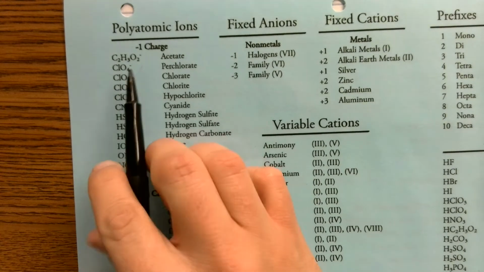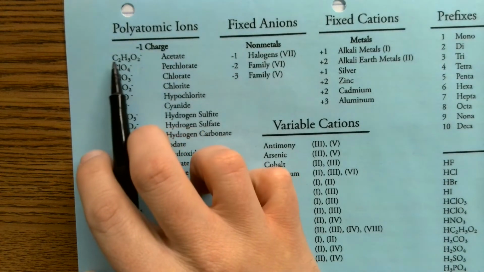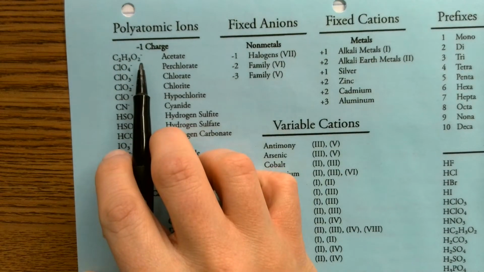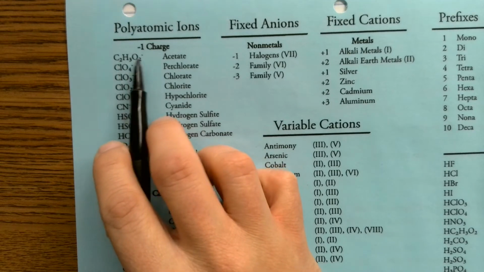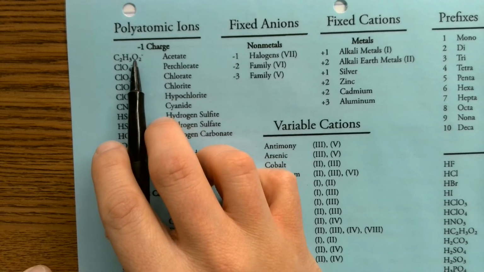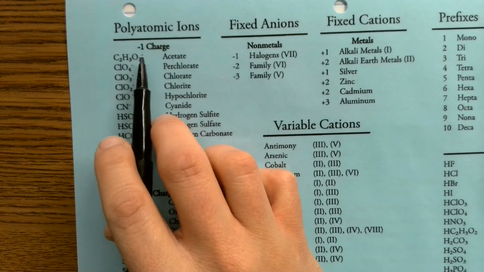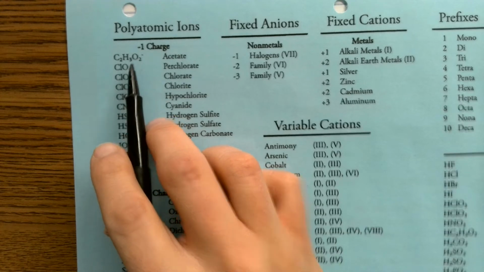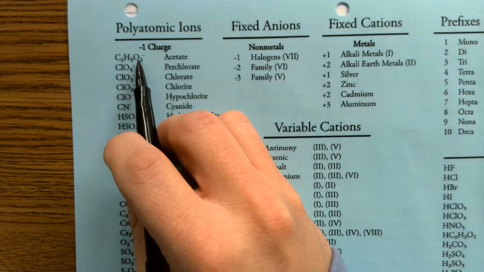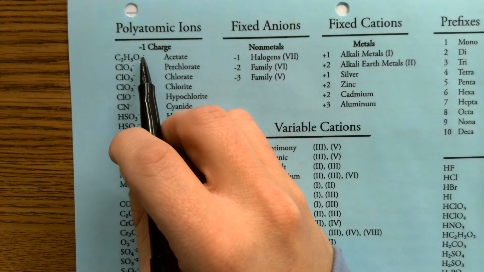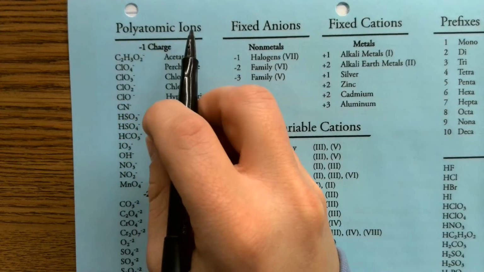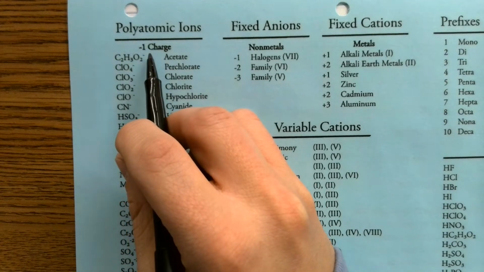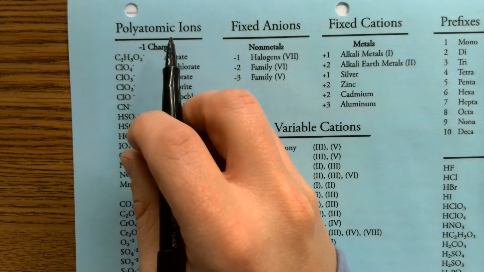Let's just look at the very first one. We have acetate, C2H3O2. We know that they're all covalently bonded because they're all nonmetals bonded together. The reason it's not a molecule is because it has a charge. So it's poly, meaning many, atoms, and they have a charge. We have many atoms with a charge. That's what that title means.